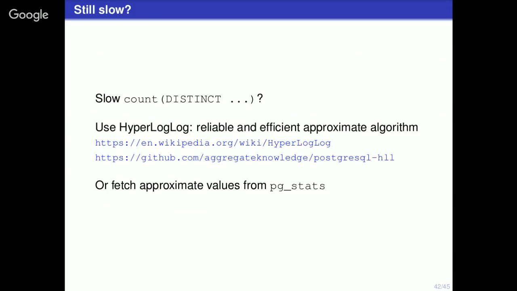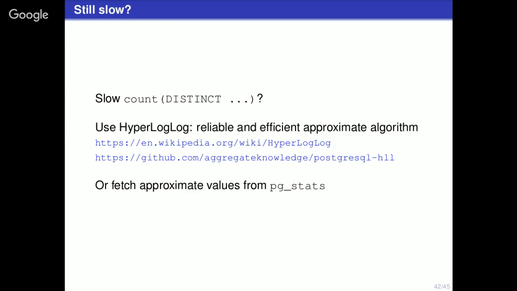There are at least two known approaches to speed up count distinct. The first is HyperLogLog. It's a recently developed algorithm for approximation of distinct values. It uses constant memory, only one run, and is quite reliable. Its reliability can be tuned using the amount of memory used, and it is implemented as a PostgreSQL extension as well.